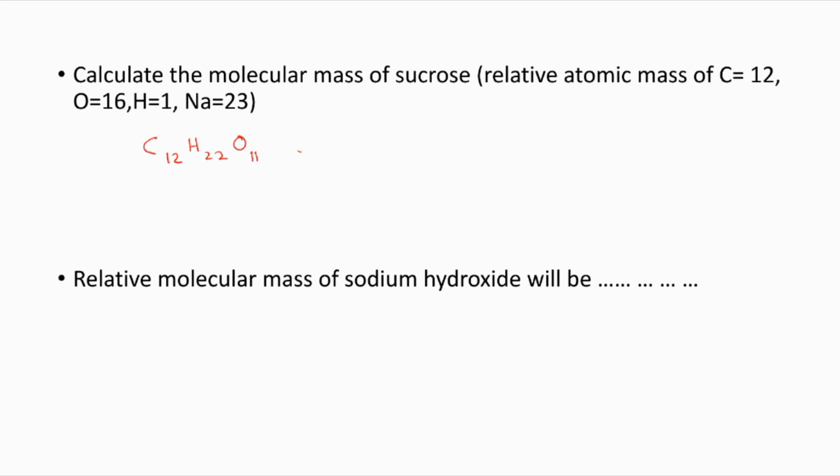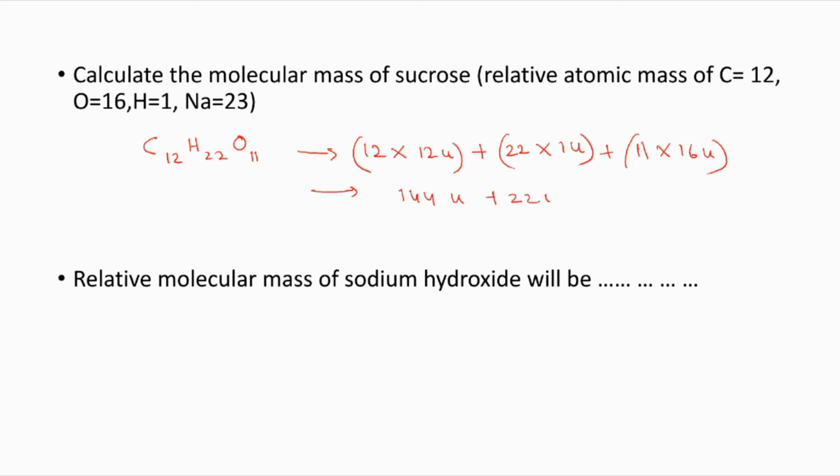Now, calculate it. 12 carbon atoms are there. The atomic mass of one carbon will be 12 units, right? Like that, 22 hydrogen atoms are present. Atomic mass will be 1 unit. And 11 oxygen atoms are there, that will be 16 units each. So if you are adding everything together, you will be getting 144 units, 22 units, and 176 units, right? Together it will be 342 units. This will be the molecular mass of sucrose.